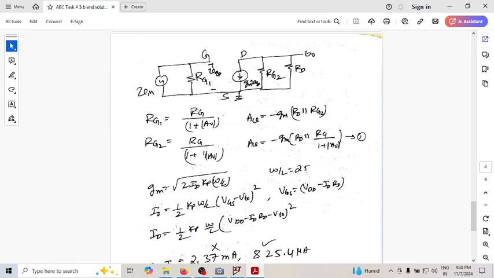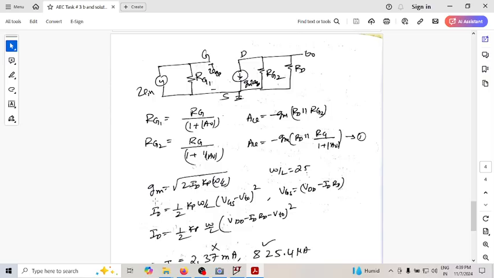But we know Rg, and we don't know AV. So what is the AV expression? AV is gm into VGS multiplied by the parallel combination of this Rg2 and RD. That's what I've written here. This is RD, and this Rg2 is Rg by 1 plus, sorry, this should be 1 over AV. I hope I have done this calculation properly. Let me find out that value later.